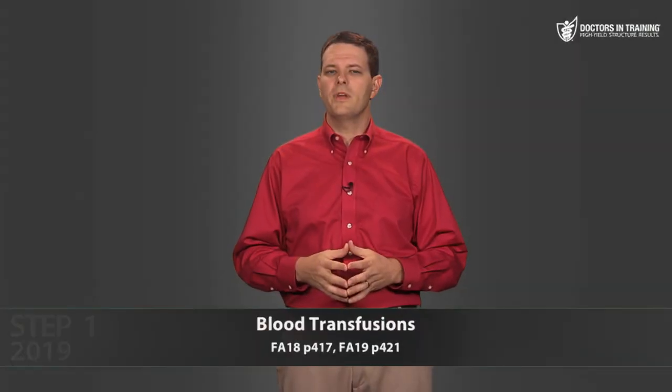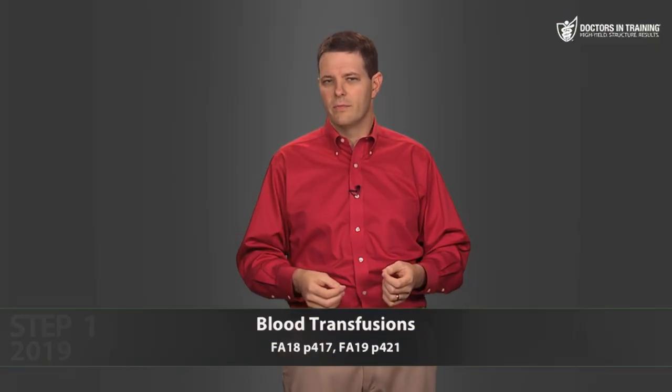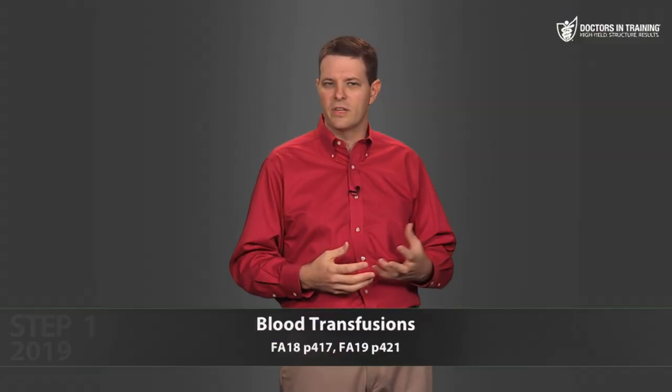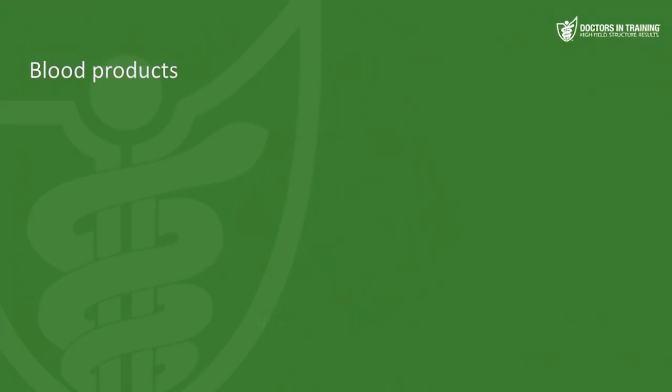Next, I want to talk about a couple of topics related to blood transfusions. So first of all, there are several different types of blood products that you might be transfusing. The most common blood product to transfuse is packed red blood cells, or PRBCs. These are red blood cells that have been separated from the other donor blood components.